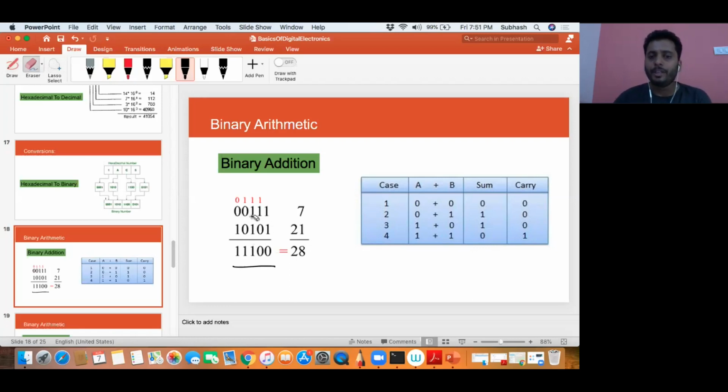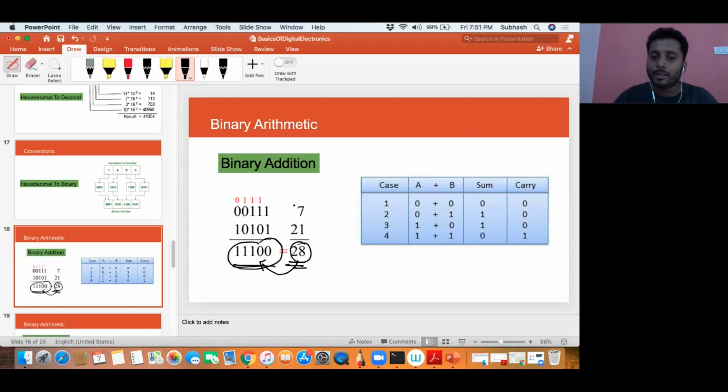Got it? So with a little more practice, if you can use this table and go through this, you'll be able to figure it out. And this is the binary equivalent of 28. We have got this. So this is how our computers will actually represent 28 in memory. For us it is 28, but in binary format, it looks like this.